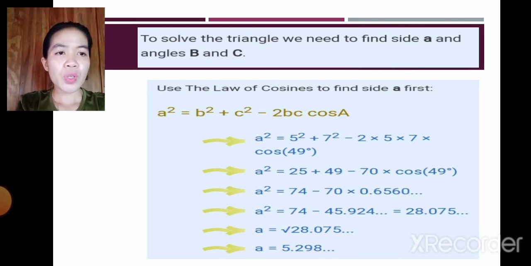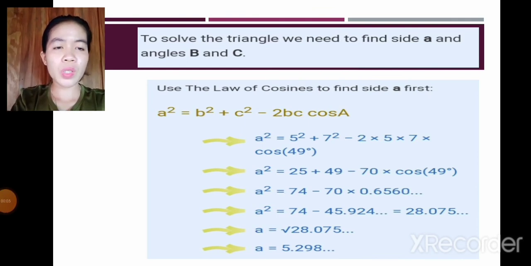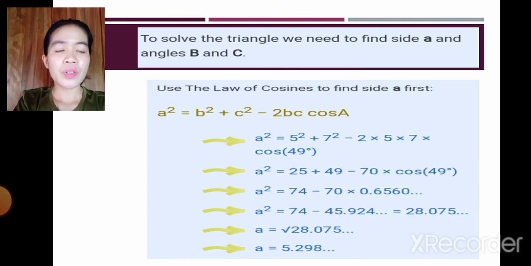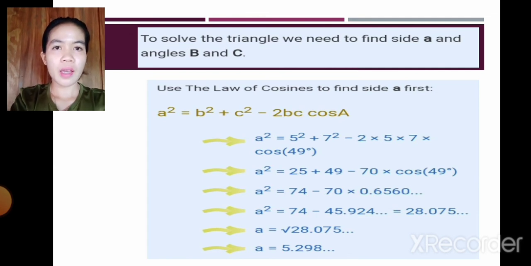45.924. So 74 minus 45.924 is equal to 28.075. So let's take the square root. The square root of 28.075 is equal to 5.298. So our side A is 5.298.